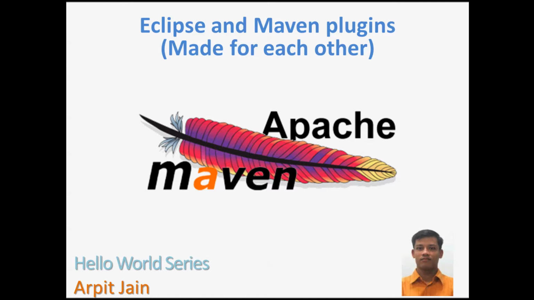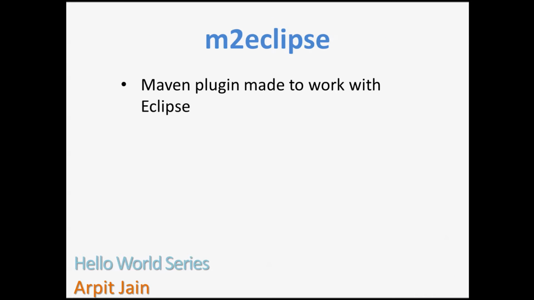In this video we are going to talk about Eclipse and Maven bidirectional plugins. When I say bidirectional plugins, it means that whenever I am in Eclipse, I should be able to create or manage any Maven project. And for that, I would need one plugin that we've already seen, M2 Eclipse. We have already seen a video on that.